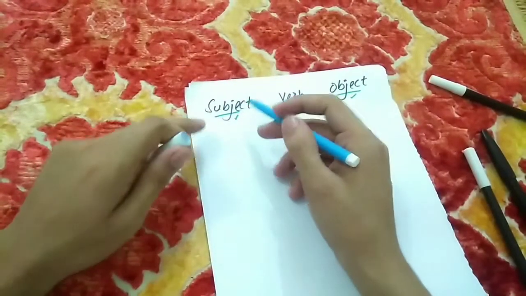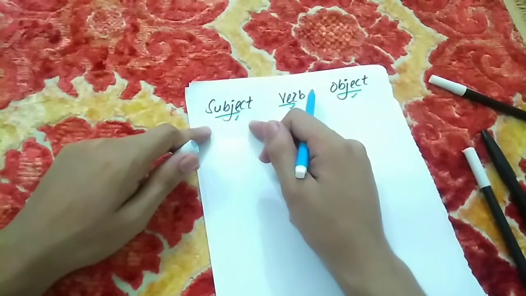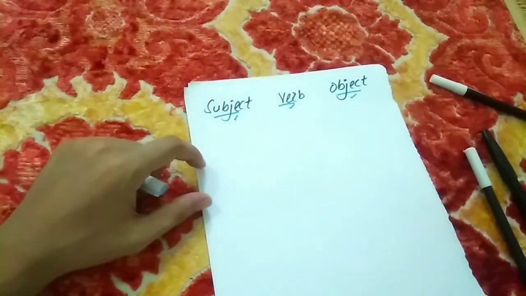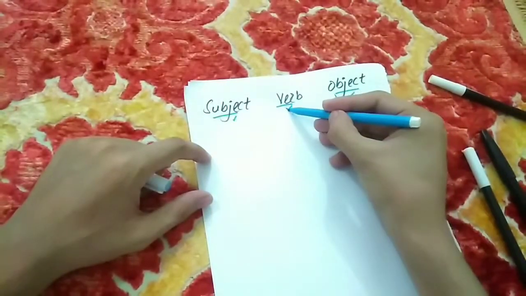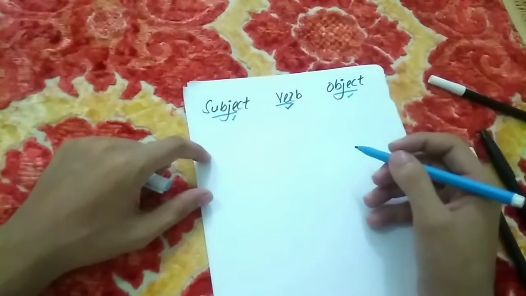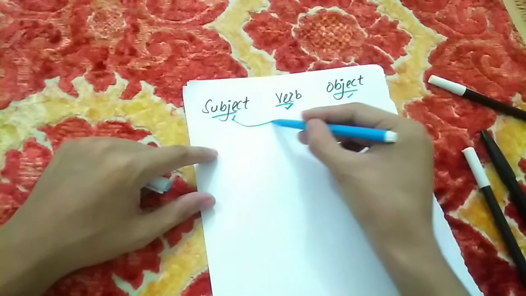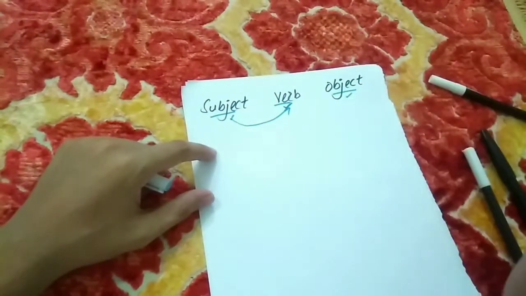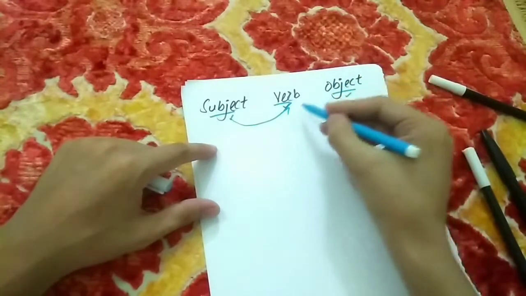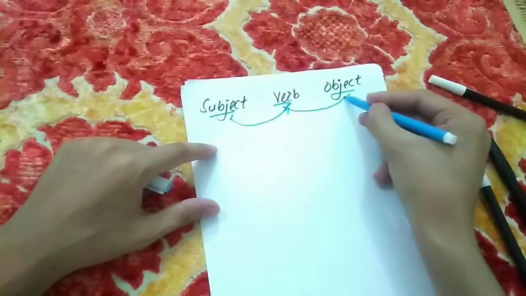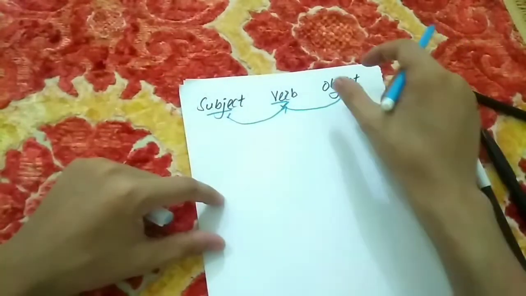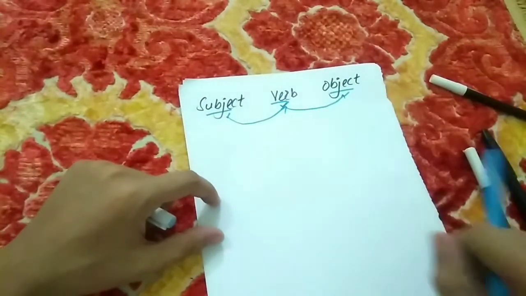Subject is the doer of action. The doer of action means the one who performs action. We have verb which shows action. The subject performs action, and we have object, the recipient of action, which means it receives this action. The subject performs action while the object receives action.